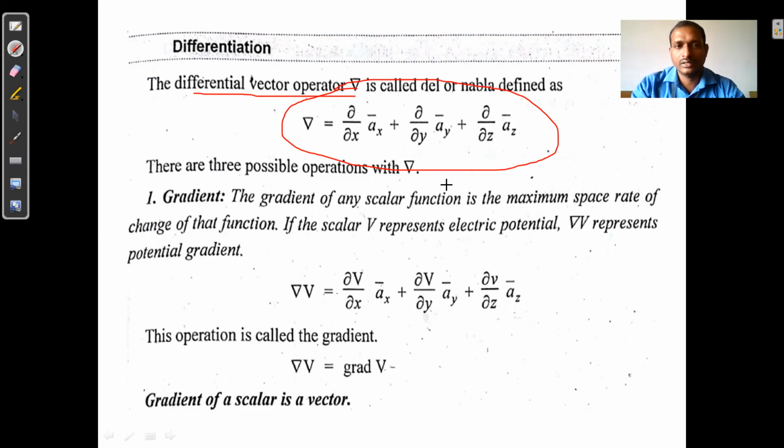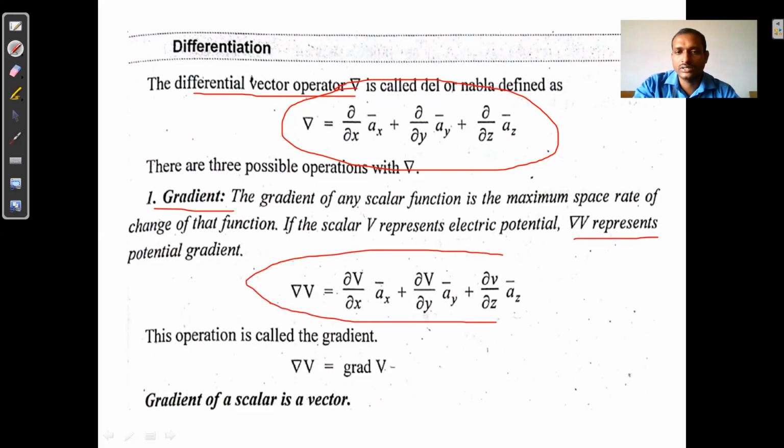So based on this del operator, we have three concepts. One is gradient, another one is curl, and the third one is divergence. Gradient of any scalar function is the maximum space rate of change of that function. For example, if you take the potential, that is, electric potential, which is a scalar quantity, and we take the gradient of this potential, that is called the potential gradient. That is, del V represents the potential gradient, or the gradient of V, called grad V.